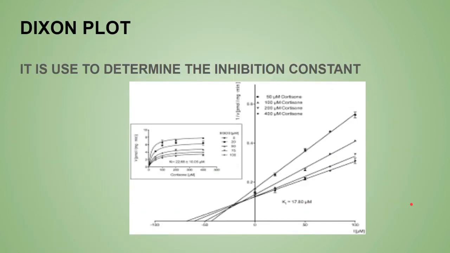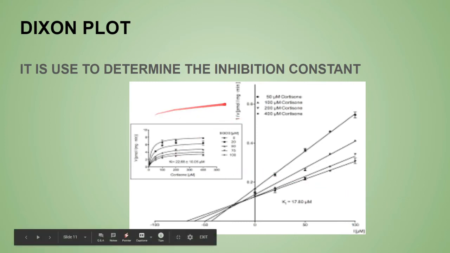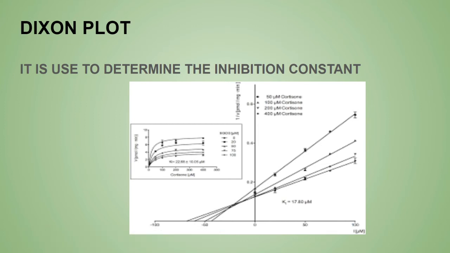Now next is the Dixon plot. Now what is this? This is mainly used to determine the inhibition constant. What we will do over here is that the velocity is measured at several concentrations of the inhibitor when the substrate concentration is kept constant. So by doing this, we will be able to determine the inhibition constant for a particular substrate and particular enzyme in a particular reaction.